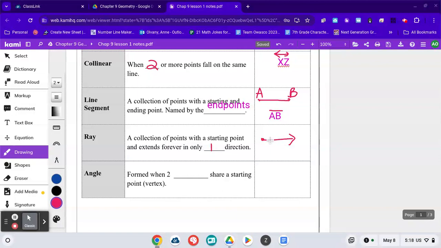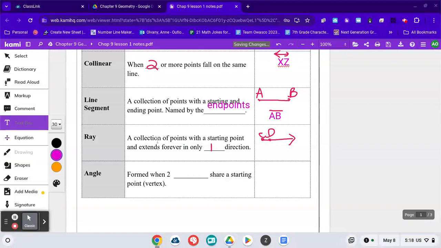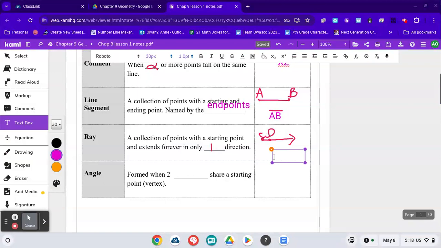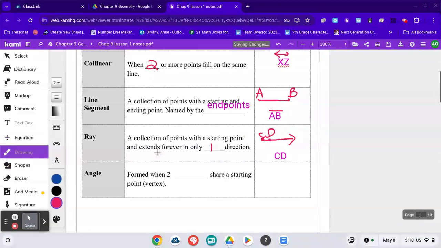I can make them really close if I want to. We'll call this point C and this point D. And the notation that you would use to name a ray would be CD with a little segment with 1 arrow on the end. And that's how we would determine that that was ray CD.